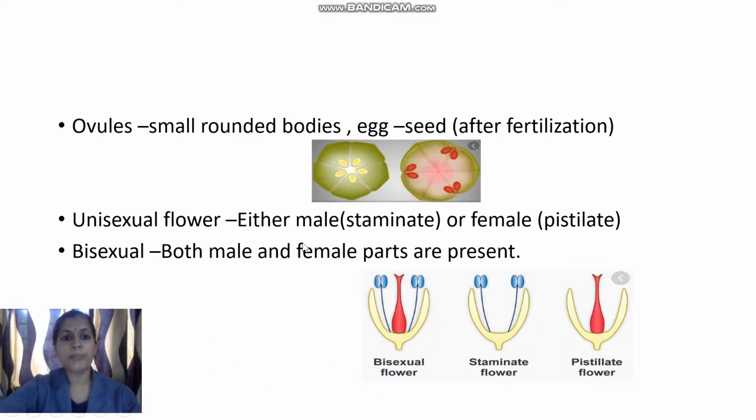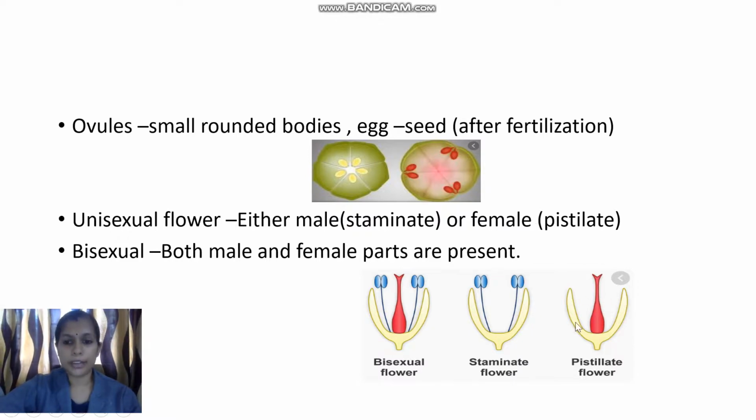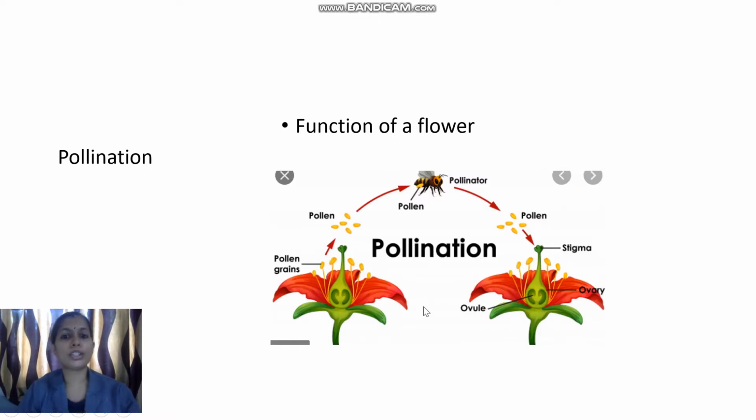Next, there are two types of flowers, unisexual flowers and bisexual flowers. In a unisexual flower, you can see either the male or the female part is there. You can see here male, only stamens are there. That is why it is called as what? Staminate flower. And here it is a flower which is having only pistil, that is stigma, style, ovary only. So that is called as what? Pistillate flower. And next is about the bisexual flower. In a bisexual flower, both male and female parts are present. You can see here pistil, at the same time stamens are there. That is why it is known as a bisexual flower.